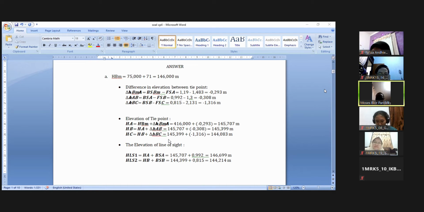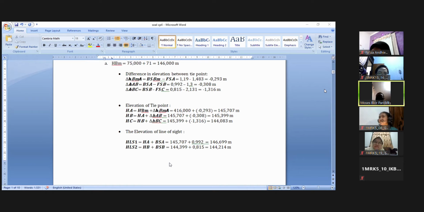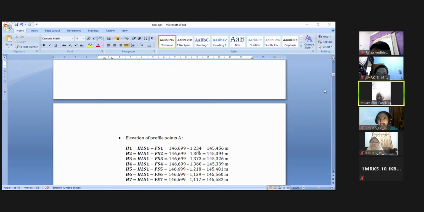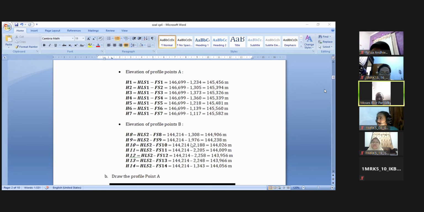Then we continue with the elevation at line of sight 2. It will be equal to the elevation at B plus the backsight at B. So it will give us something like 144.214 meters. Then we are free now to calculate the elevation of profile points.